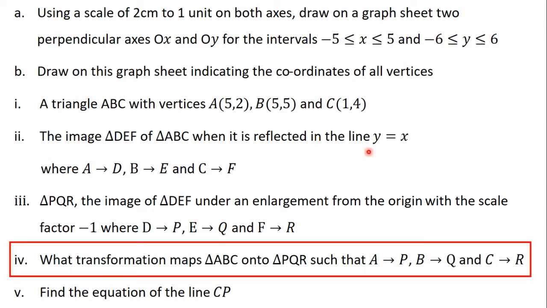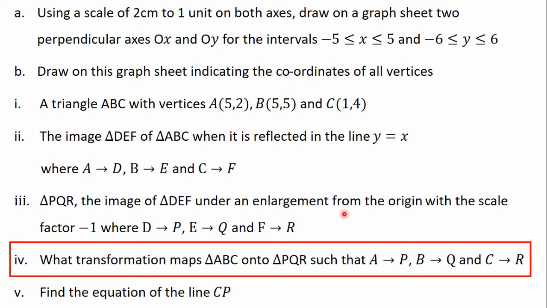It says, what transformation maps triangle ABC onto triangle PQR such that A maps to P, B maps to Q, and C maps to R. So here the question wants us to find the transformation that will map triangle ABC onto triangle PQR. Now, in order to get this transformation, we will first have to know the rule of the transformation.